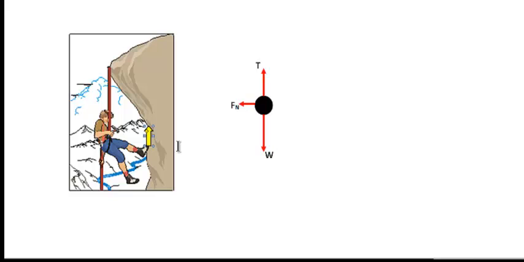Again, it's not what he's doing, it's what's being done to him. So he's exerting a downward force on the rock. That is causing there to be friction done to him upward. So we would take that and we'd represent it just like that. That, my friends, is the free body diagram for this rock climbing idiot.